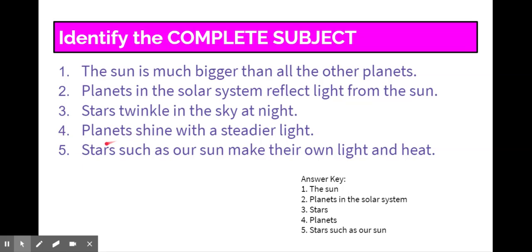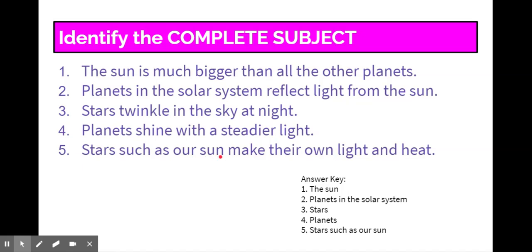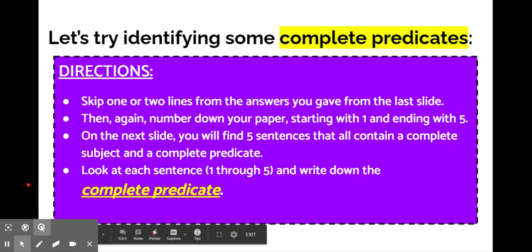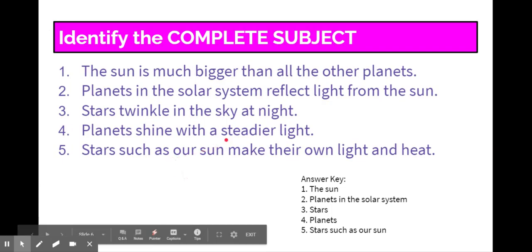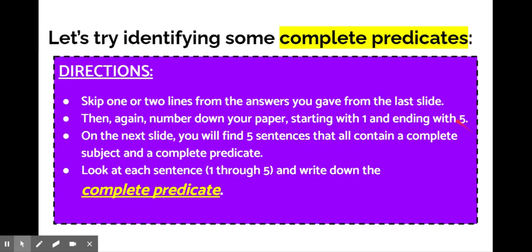And then number 5, stars such as our sun make their own light and heat. The answer is stars such as our sun. Stars such as our sun. So if this is where our complete subject ends, oops, I want to go back. If this is where our complete subject ends, then our complete predicate starts right here. Oh yeah. All right, let's try the next thing.